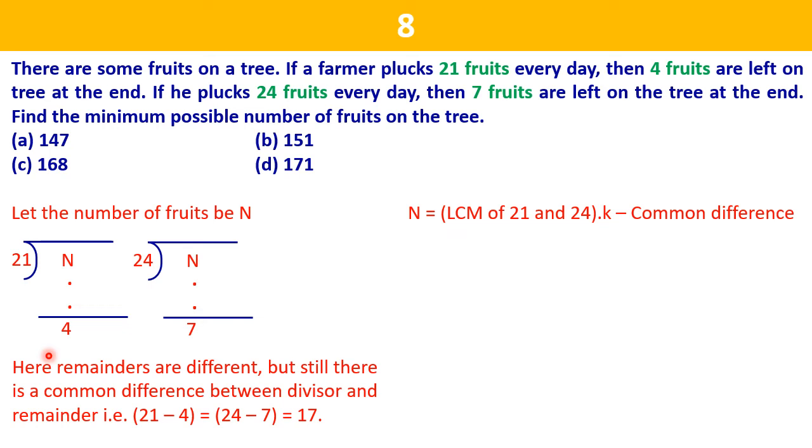So what is the LCM of 21 and 24? It is 168. So 168k minus 17. As we want to find the minimum possible number of fruits on the tree, I will take k equal to 1. So taking k equal to 1, it is 168 minus 17, which is equal to 151 fruits. So option B is the right answer. Such types of questions are asked in competitive exams. Let's proceed to the next question.